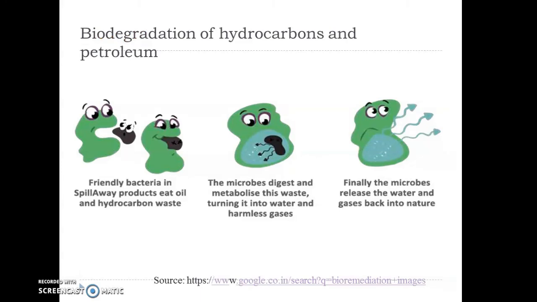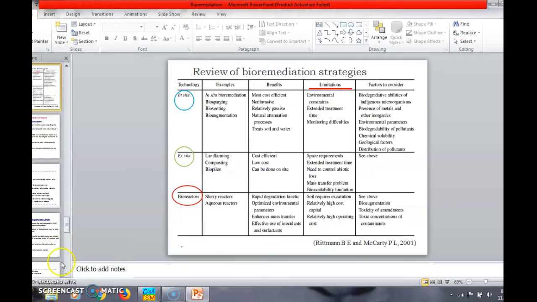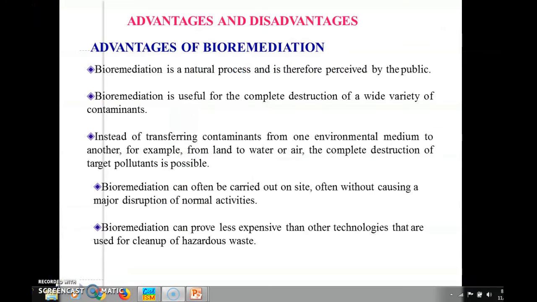So biodegradation of hydrocarbon and petroleum. The friendly bacteria in spillway product eat oils and hydrocarbon waste. These microbes digest and metabolize this waste, turning it into water and harmless gases. Finally, the microbes release the water and gas back into nature. Hence, the hydrocarbon can be removed from the natural environment.